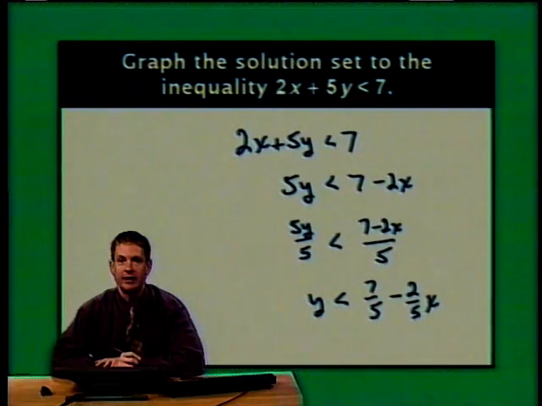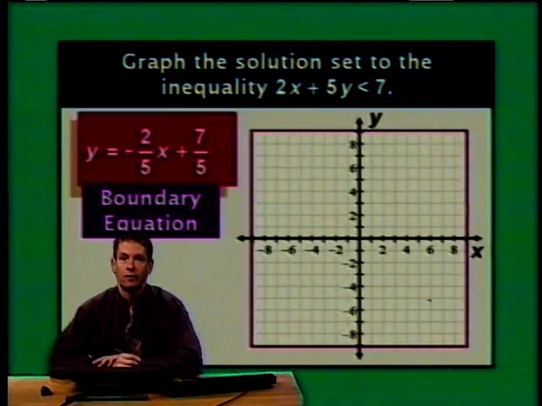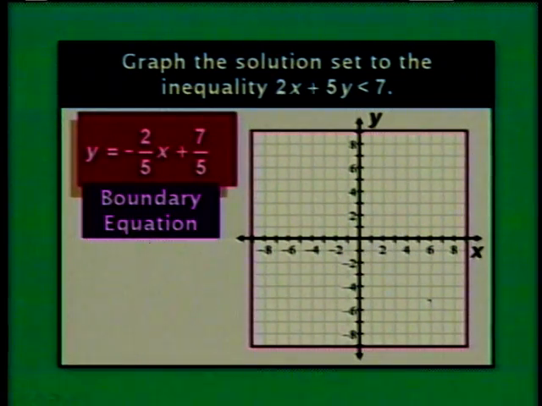Here is our equivalent inequality in slope-intercept form. So the first thing we need to do is consider our boundary equation. We need to graph the line y equals negative 2/5 x plus 7/5.